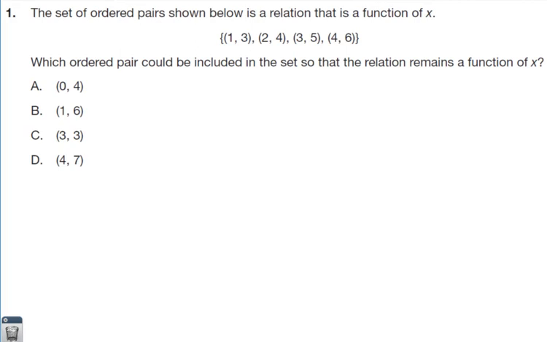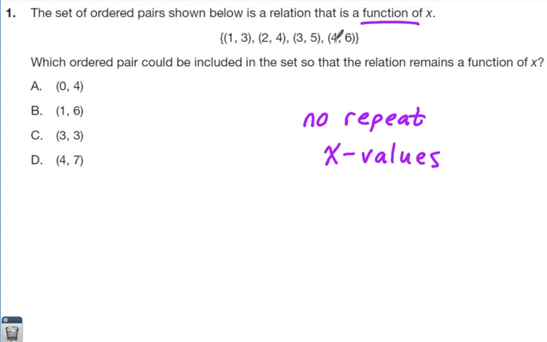First question is talking about a set of ordered pairs, so it's a relation, and it's a function of x. It's a function of x because there are no repeat x values. Say we got x values of 1, 2, 3, 4. No repeat x's, which is what makes it a function.